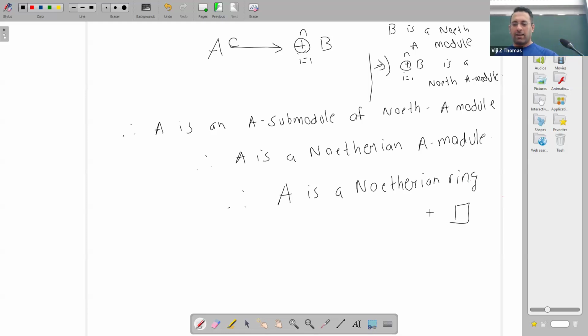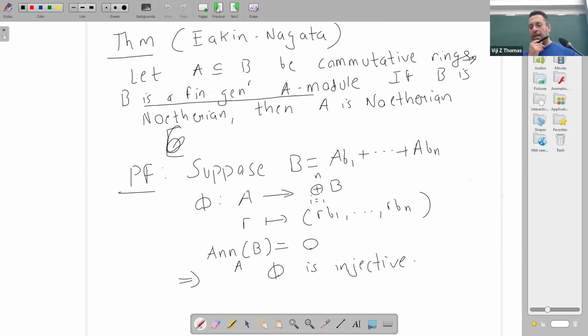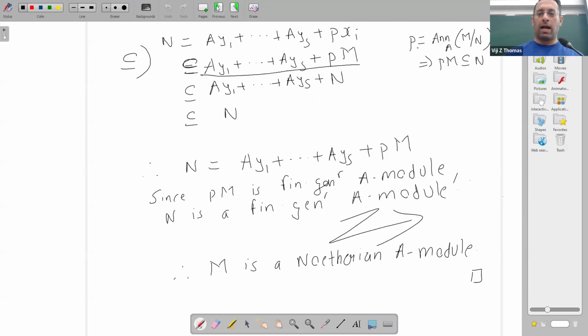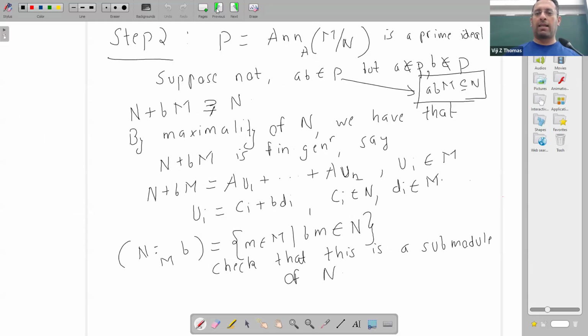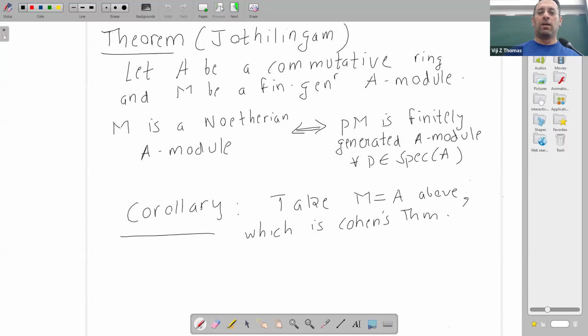And if you have questions on Jothilingam's theorem or this, you can ask, or you can email me. So this was Eakin-Nagata, and it was a consequence of Jothilingam's theorem. And this was Jothilingam's theorem. But I have given a proof that we used to prove Cohen's theorem. And as a consequence, we also obtained Cohen's theorem.